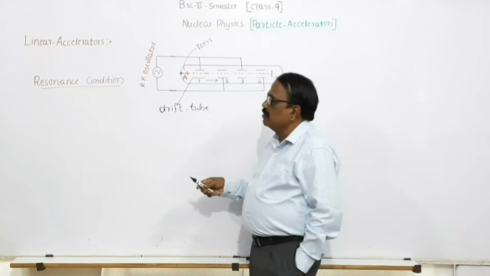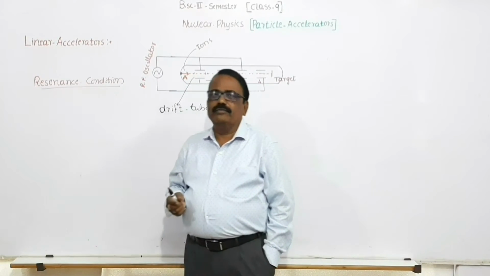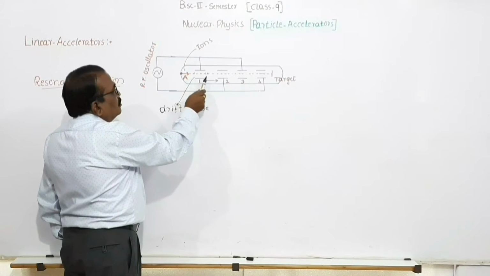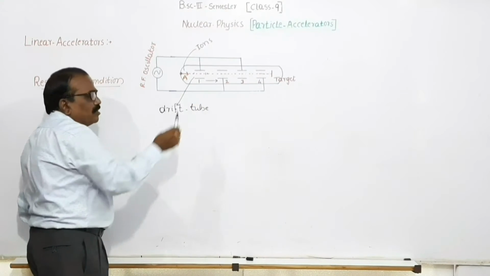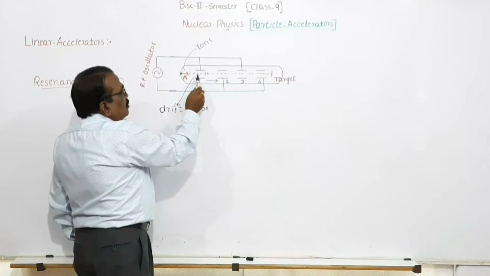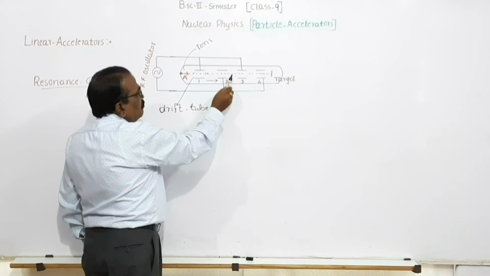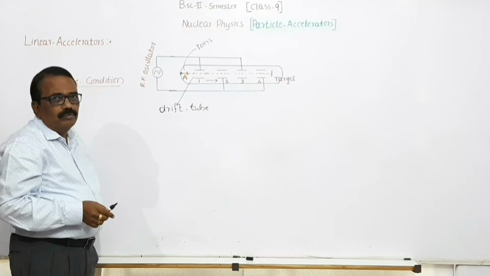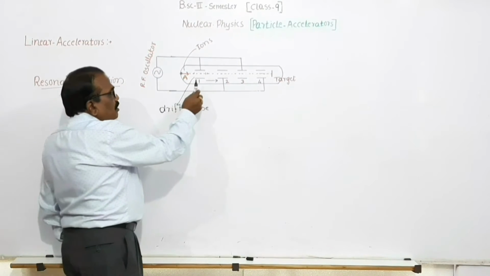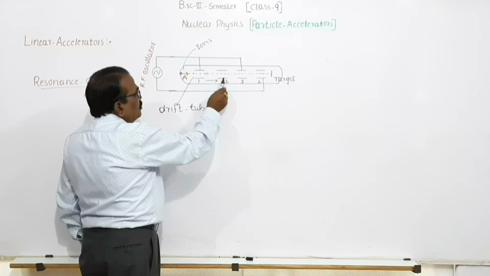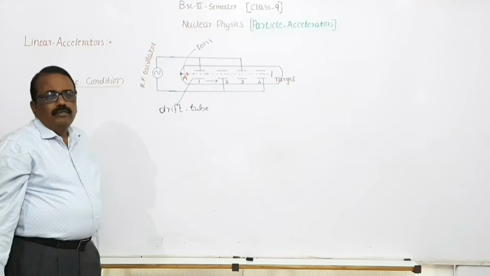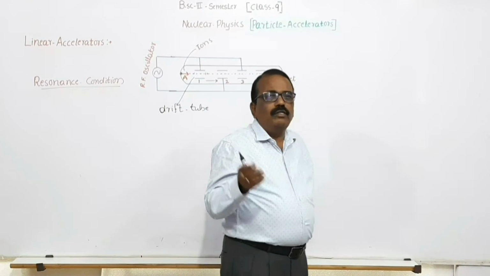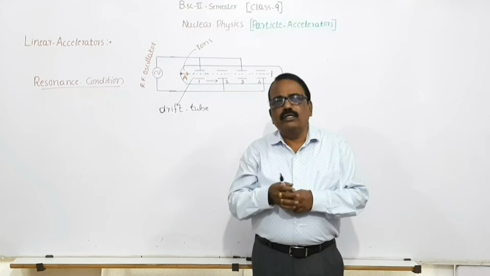Now we have to obtain the resonance condition. We know that ions accelerated by this linear accelerator traverse with a gradual increase in the velocity through these drift tubes. Therefore, the length of these successive drift tubes must be increased to obtain the resonance condition. What is that resonance condition?